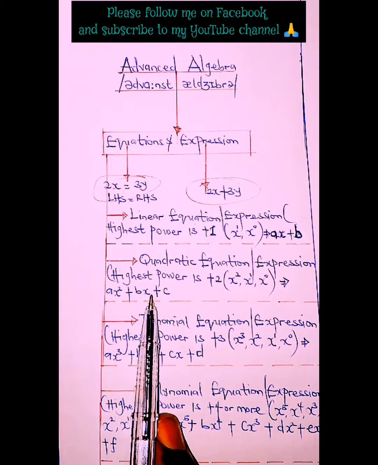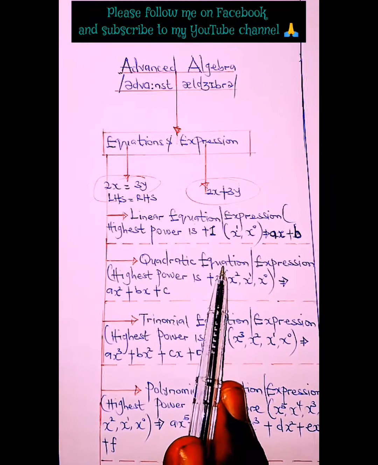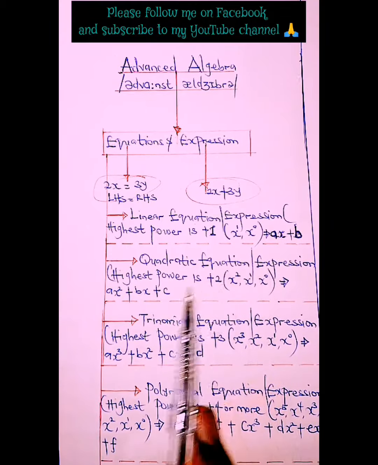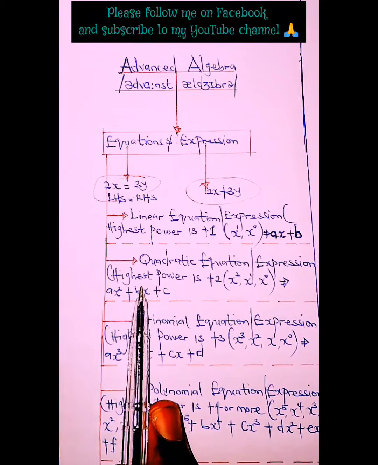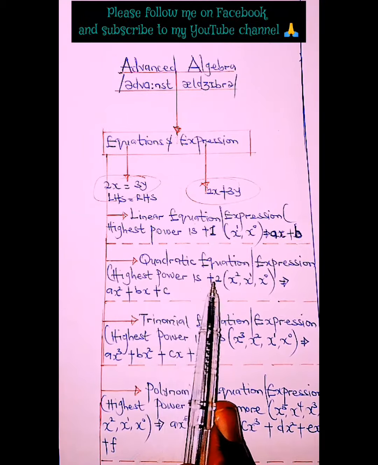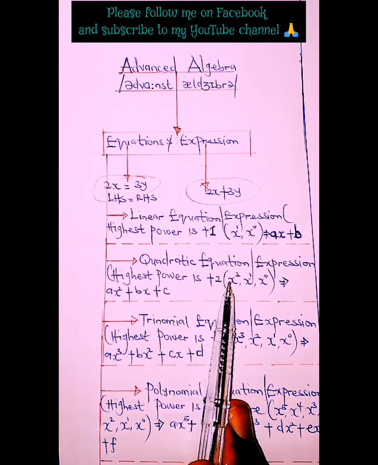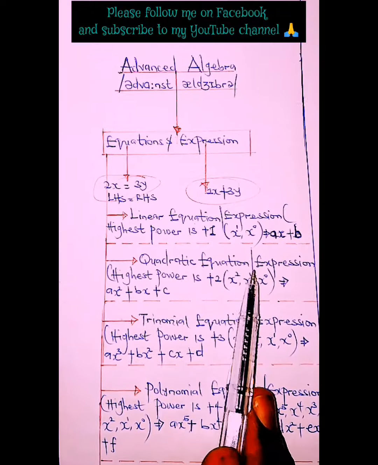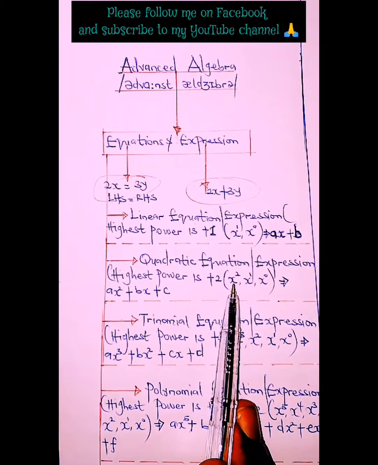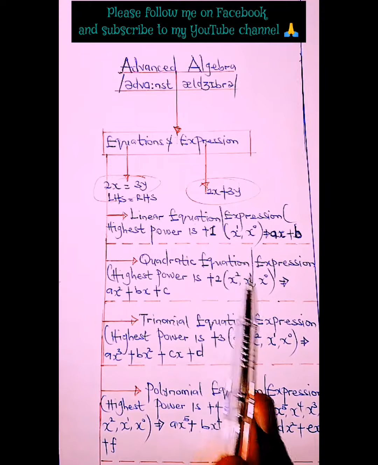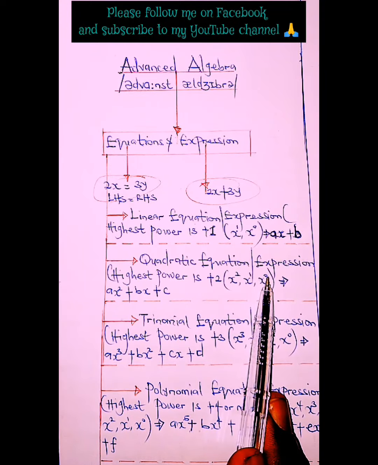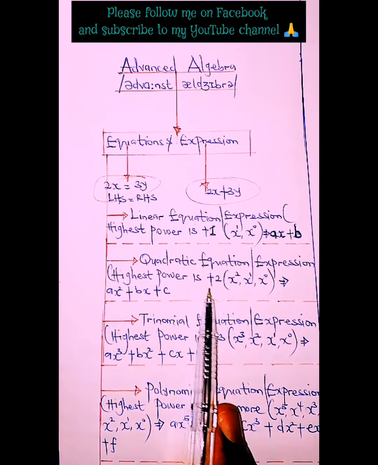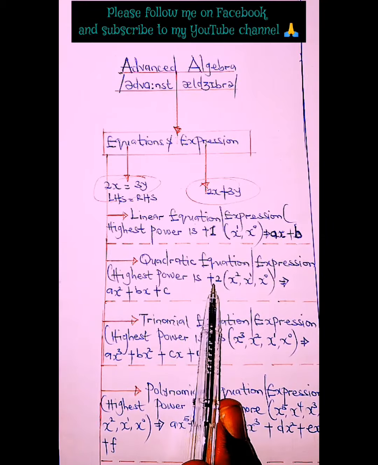So the next we're going to be looking at is quadratic equation or quadratic expression. Now for quadratic equation or expression, the highest power is plus 2. So that means we have something like this: x to the power 2, x to the power 1, x to the power 0. So it's going to be descending from the highest power to the least or lowest power. Don't forget, highest power is plus 2, not minus 2, plus 2.